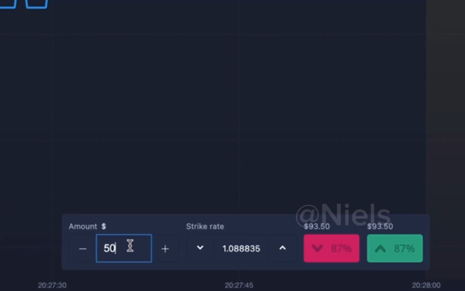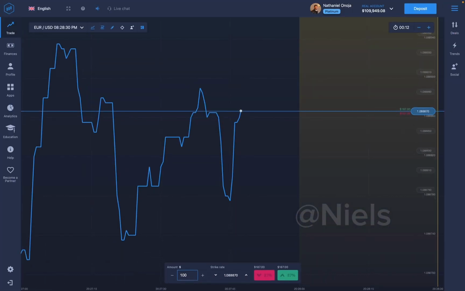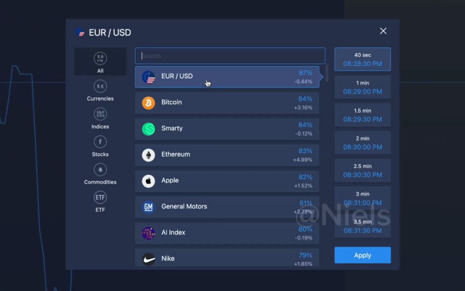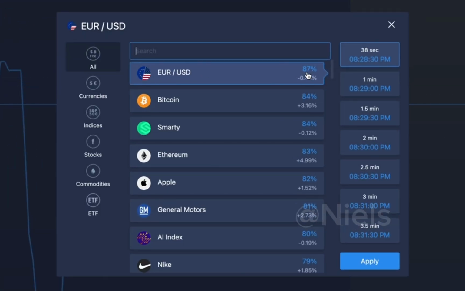That is $50 that I used. If you used $50 or any amount you put here, let's say $100, I am going to make this percentage when I win that trade, which is 87%. So 87% of $50 plus my initial $50. That's what gave us the 93. That was the total, right?